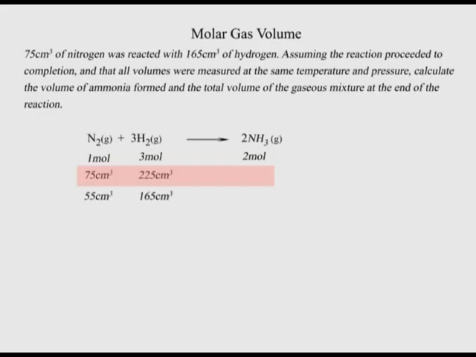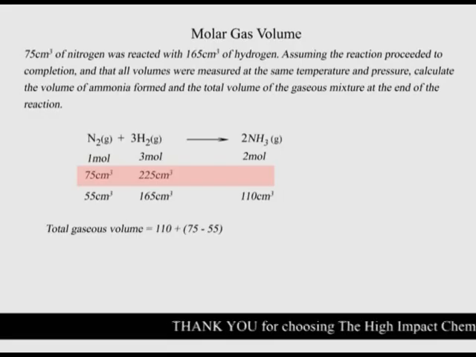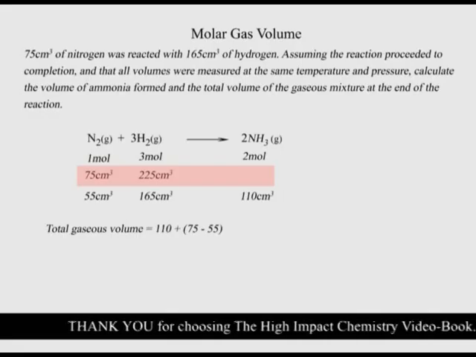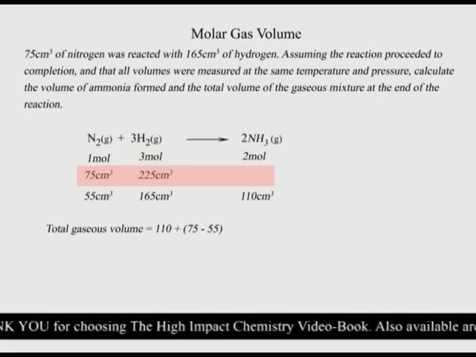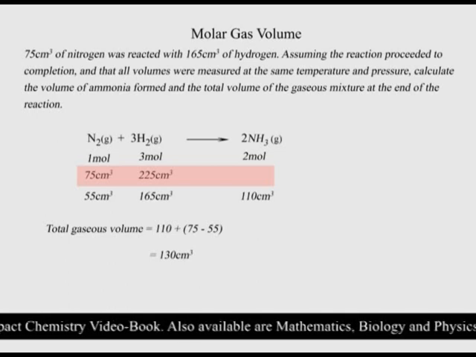According to Gay-Lussac's law, the volume of ammonia will be twice the volume of nitrogen. That is 55 times 2, giving us 110 cubic centimeters. The total gaseous volume at the end of the reaction is equal to the volume of the ammonia formed plus the volume of the unreacted nitrogen. That is 110 cubic centimeters of ammonia plus we had a total of 75 cubic centimeters of nitrogen but 55 reacted. The difference is 20. If we add that, we get 130 cubic centimeters.